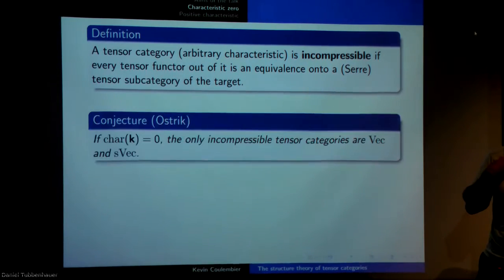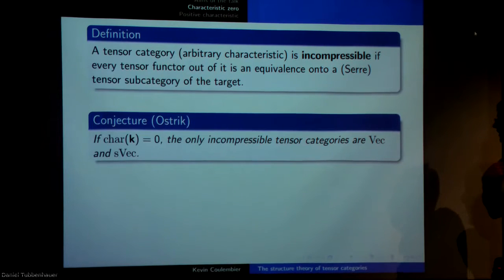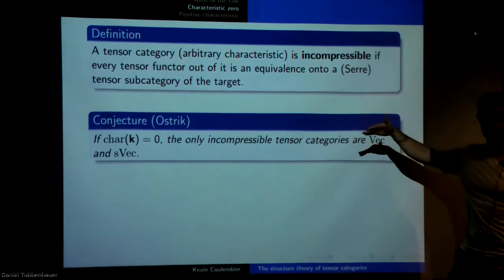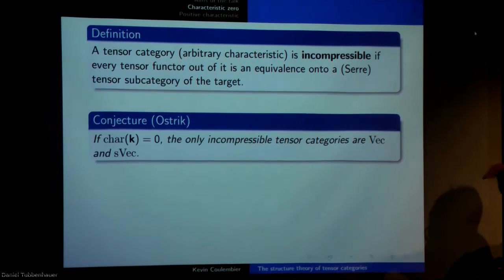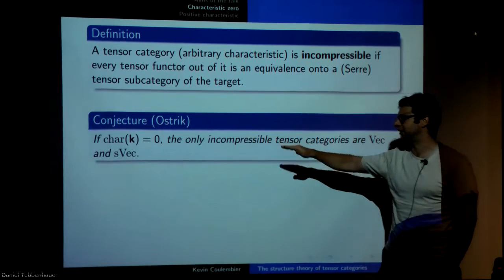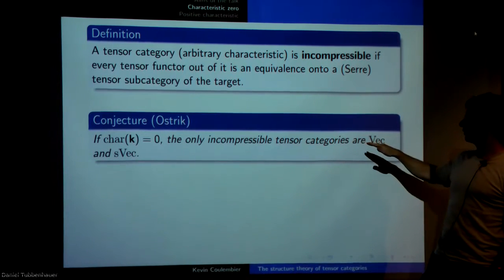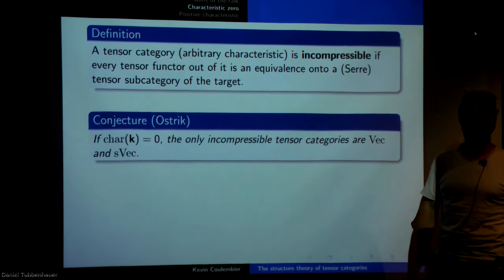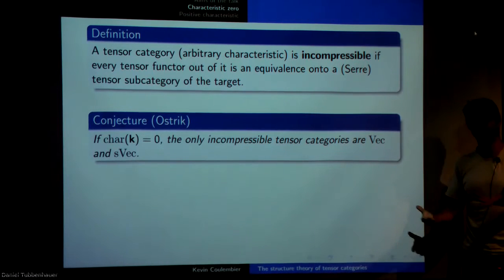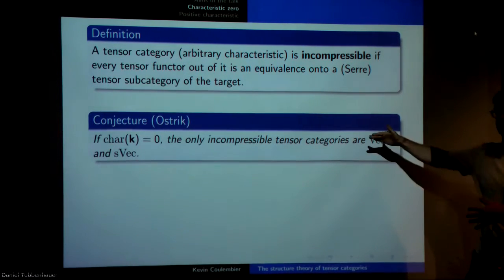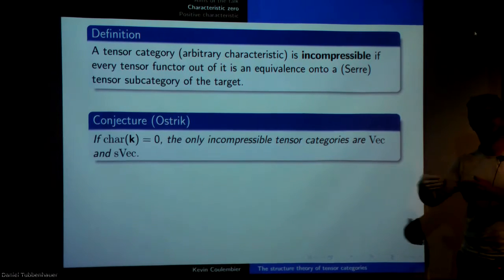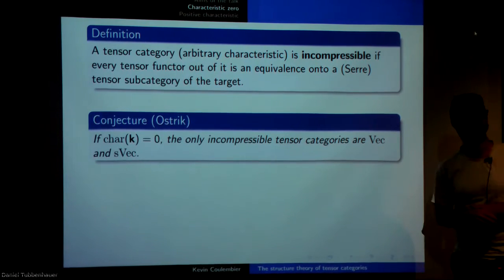With a little bit of work, you can see the same thing is true for super vector spaces. And with a little bit more work, basically the theorems tell you that those are the only ones of sub-exponential growth. So the conjecture first stated by Ostrik is that in characteristic 0, there are no other incompressible tensor categories. So this is in some sense an answer to the question, does the structure theory end here? In some sense, if this is true, it does. You have three choices. You have a functor to vector spaces, to super vector spaces, or not at all.